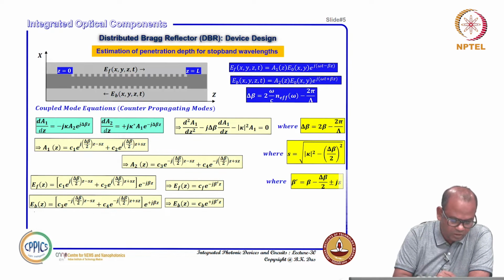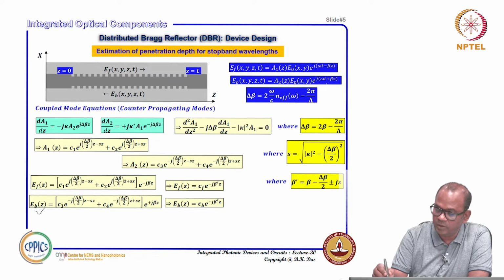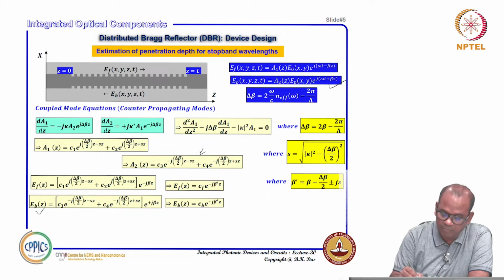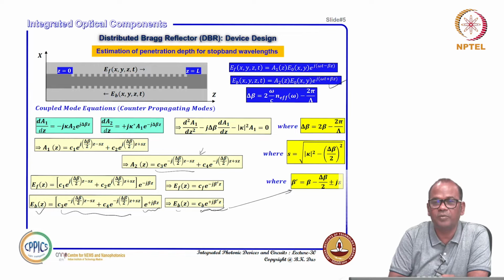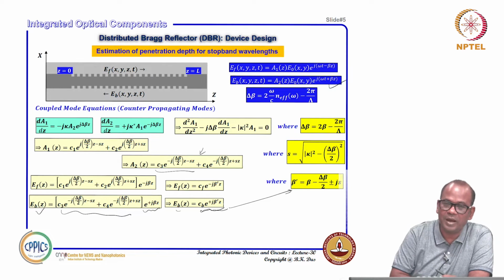Similarly, we can think of the backward propagating wave including the e to the power j beta z. So we have the backward propagating amplitude A2(z) written this way, and when you multiply this, you get the backward propagating wave also in this form. Again, this beta prime will be the same. So we have the forward propagating wave with a modified propagation constant, and the backward propagating wave also has a modified propagation constant, the same but in the backward direction.